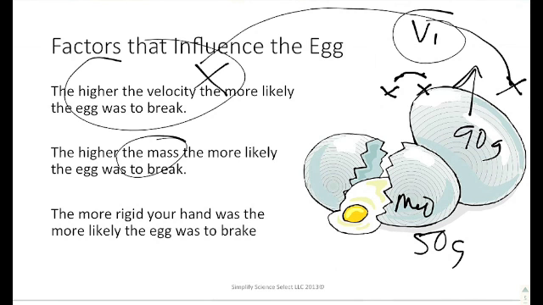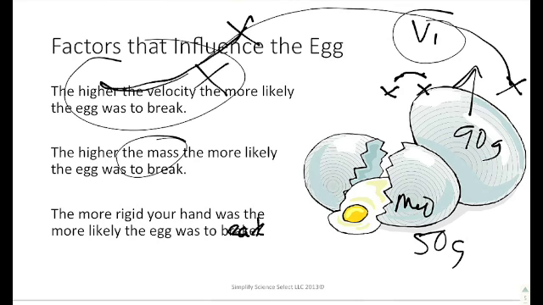Second or third, the more rigid your hand, the more likely it was to break. Not break, but to break. The more rigid your hand was. So whenever you caught it, your hand should have given a little bit and kind of swung back, and that makes it much less likely that you'll break the egg.